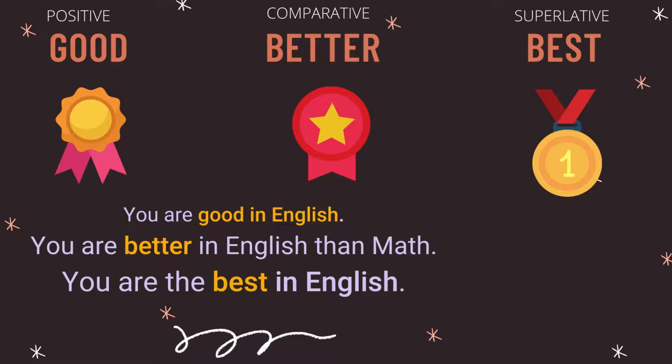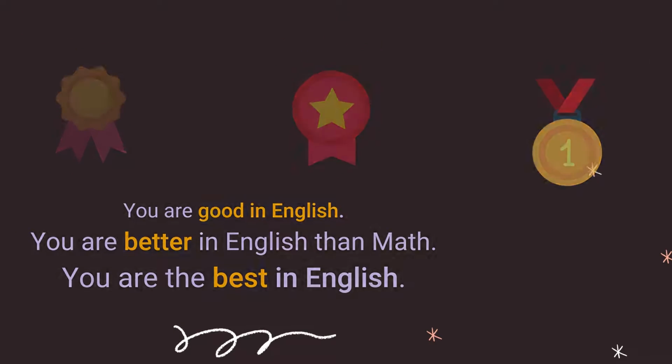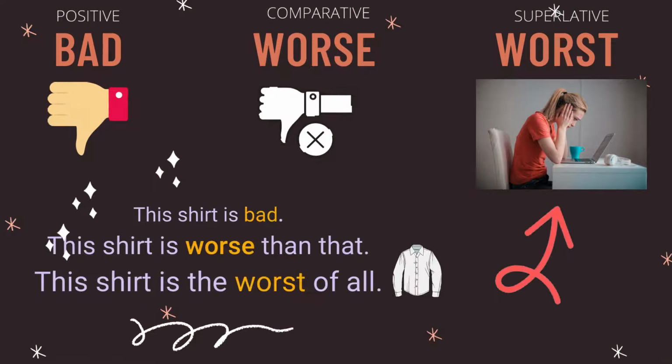You are good in English. You are better in English than math. You are the best in English. Bad, worse, and worst. This shirt is bad. This shirt is worse than that. This shirt is the worst of all.